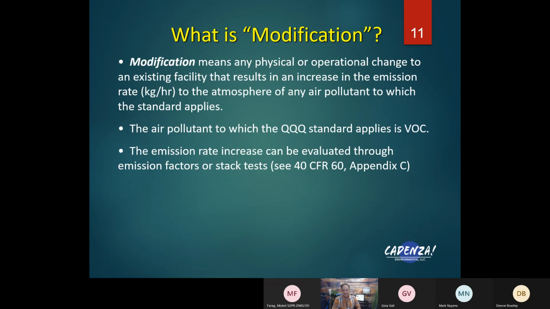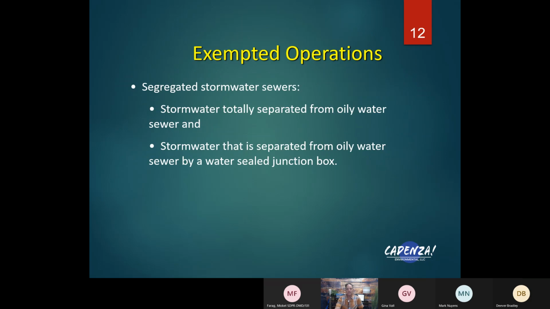So what is modification? A modification means the physical or operational change to an existing facility that results in the increase in the emission rate to the atmosphere of any of the pollutant that's involved, in this case, VOC. So the emission rate increase can be evaluated through emission factors. So if you do some things that increase the emission, then you may be triggering a modification and triggering QQQ applicability. And I'll get into a couple of examples of how that can happen.